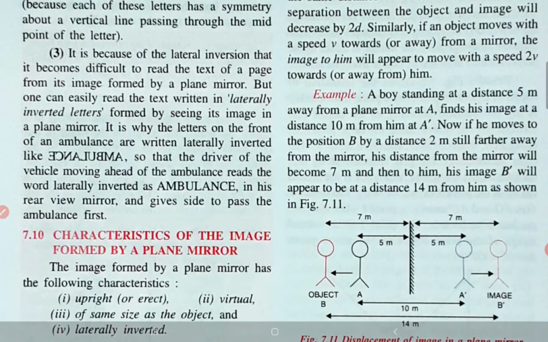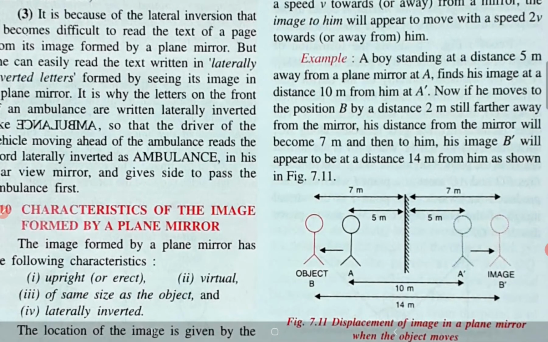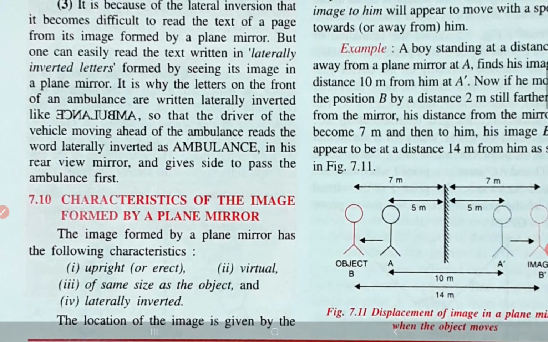Coming to the last point of this particular section, that is characteristics of the image formed by a plane mirror. There are 5 of them, but here it is just listed 4. The image formed by a plane mirror has the following characteristics. The image is always upright, it is always virtual, it is of the same size as that of the object. That means if your height is 4 feet, then the image will also be 4 feet, right. Then it should be laterally inverted, we just discussed that.